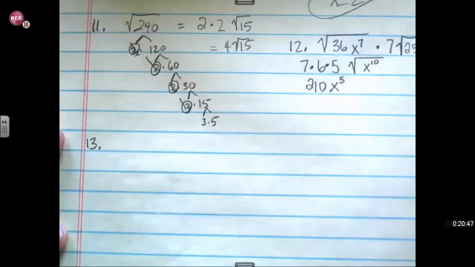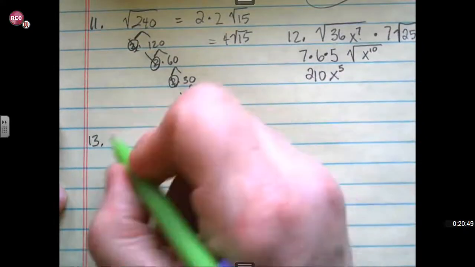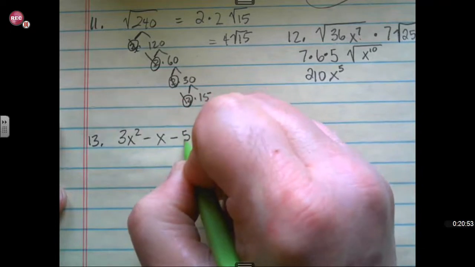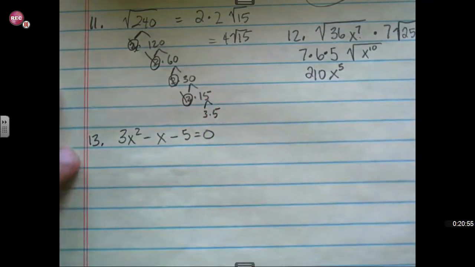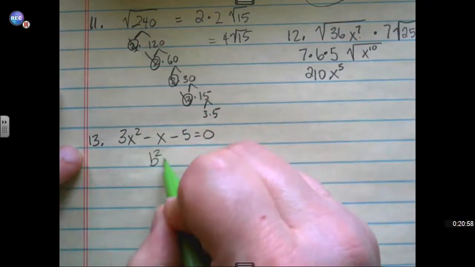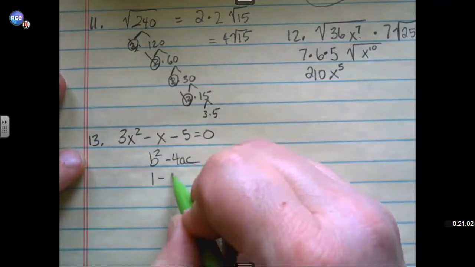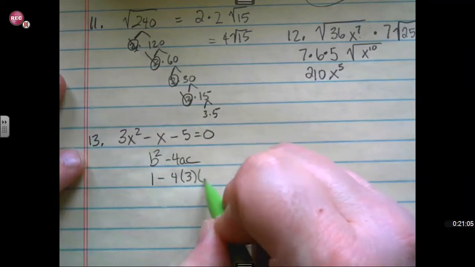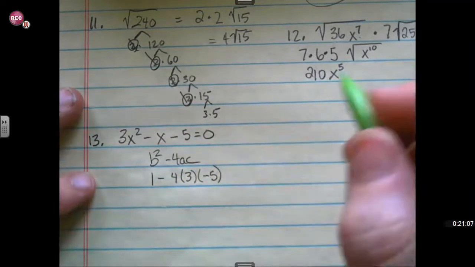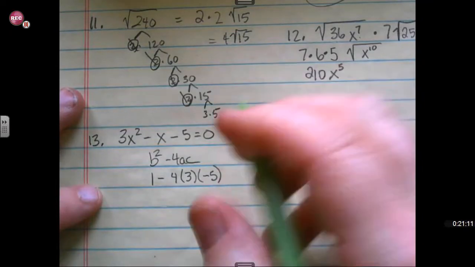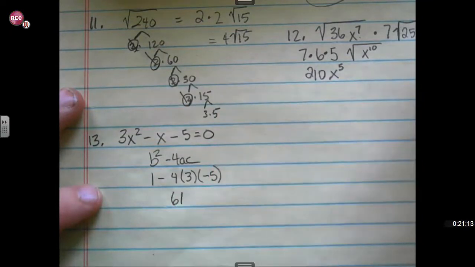Okay, number 13. What's the discriminant of 3x squared minus x minus 5 equals 0? Remember, the discriminant is b squared minus 4ac. So it's going to be 1 minus 4 times 3 times negative 5, which is 1 plus 60, 61.